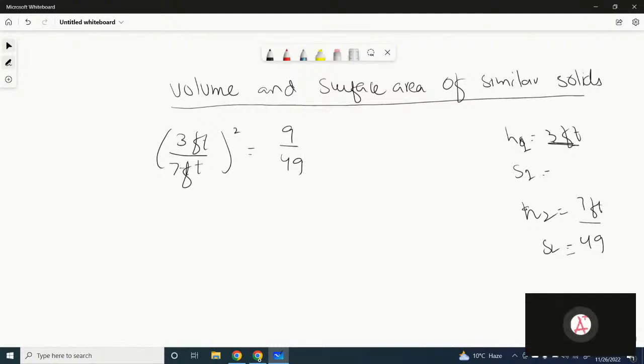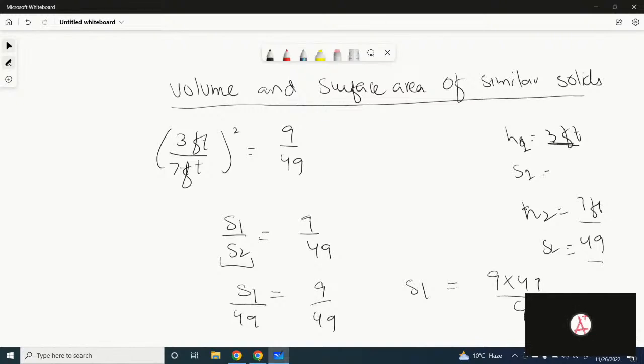Got it? Now if you have to form the proportion, it would be S1 divided by S2 equals 9 divided by 49. And then you have the value of S2, just replace the value. So it would be S1 divided by 49, because S2 has the value 49, equals 9 over 49. Got it? Just do cross multiplication. It would be S1 equals 9 times 49 over 49.